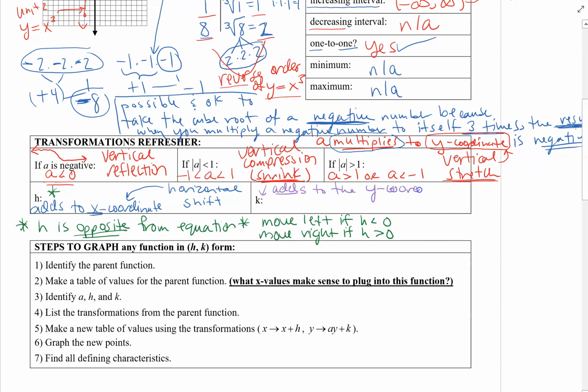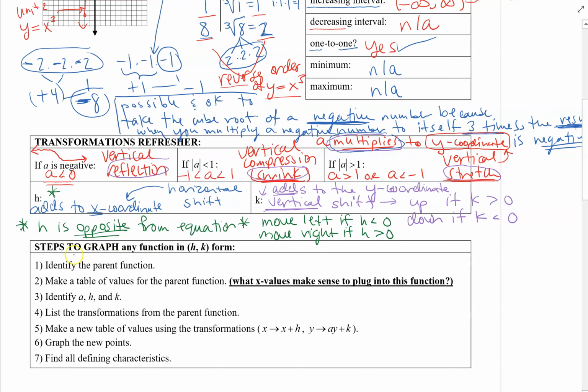So again, because it's simply adding and not multiplying, it has the power to shift. It'll move the graph around a little bit. It can't really change the shape though, right? It can't shrink or stretch or reflect. That would only happen through multiplication. But since k is adding to the y-coordinate, it causes a vertical shift. Vertical because it's adding to the y-coordinate. The graph will go up if k is positive and down if k is negative. So that's how these values affect the shape of the graph.